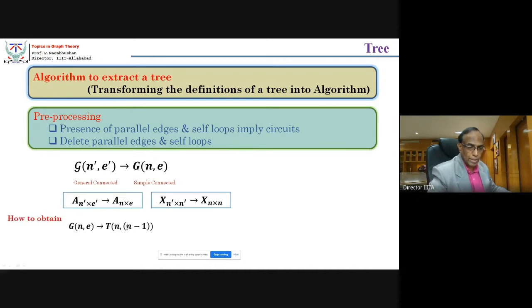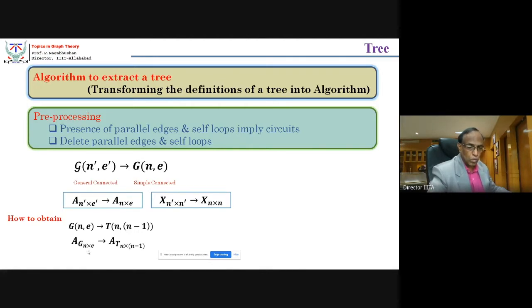Then the next question is, starting from this matrix or starting from this matrix, how to obtain this tree, which has n minus 1 edges, whereas here it has e edges. Here also it has e edges. All right, how to get that?